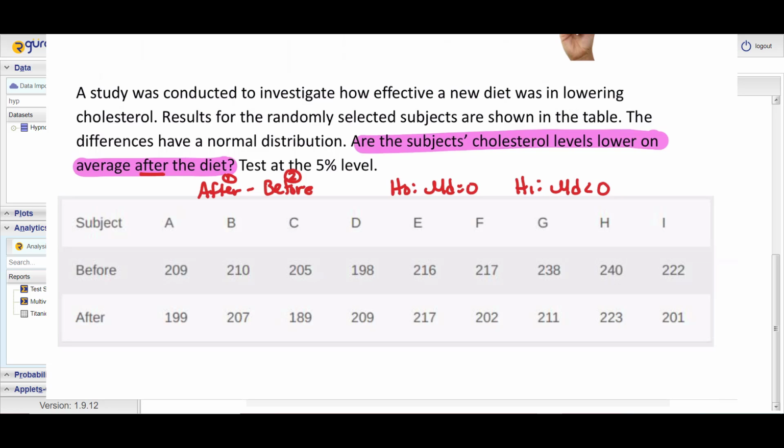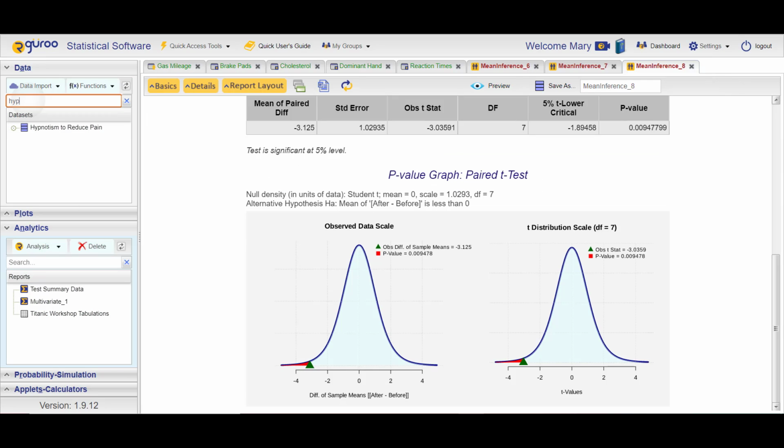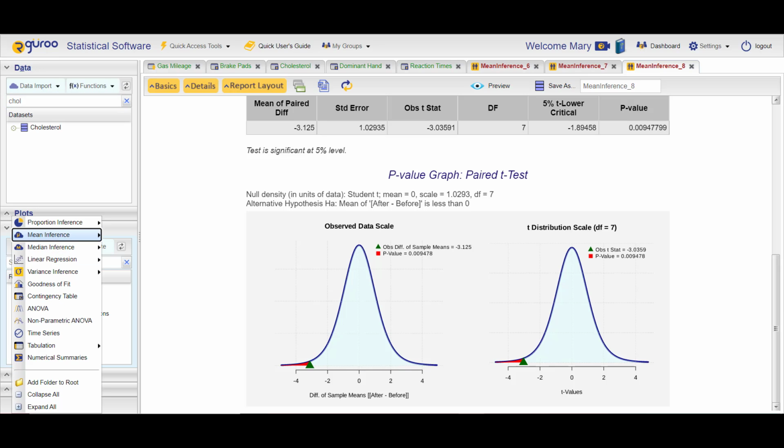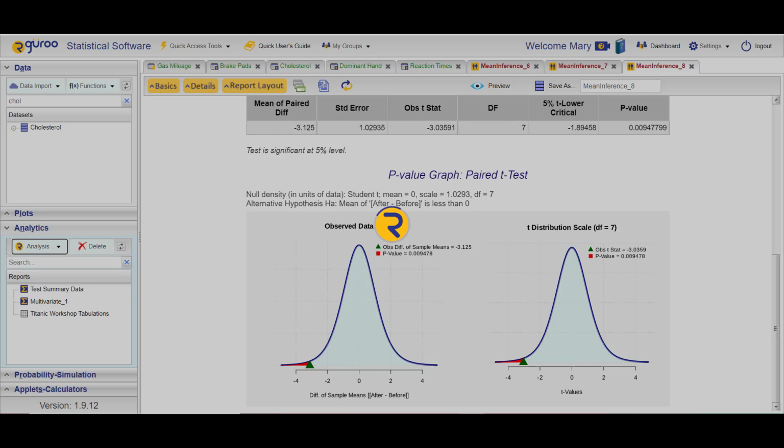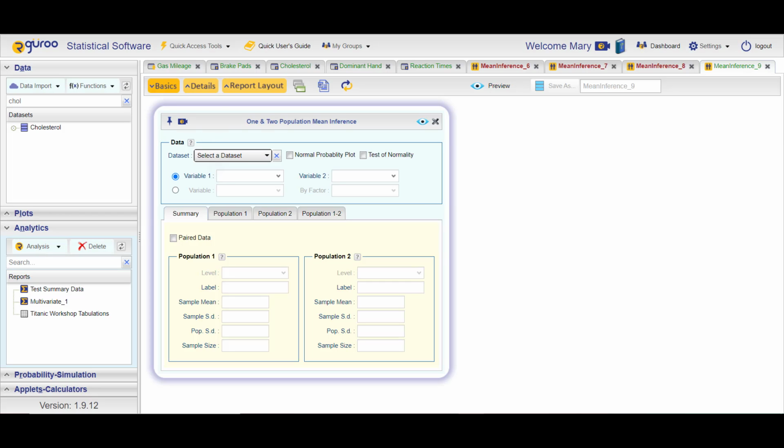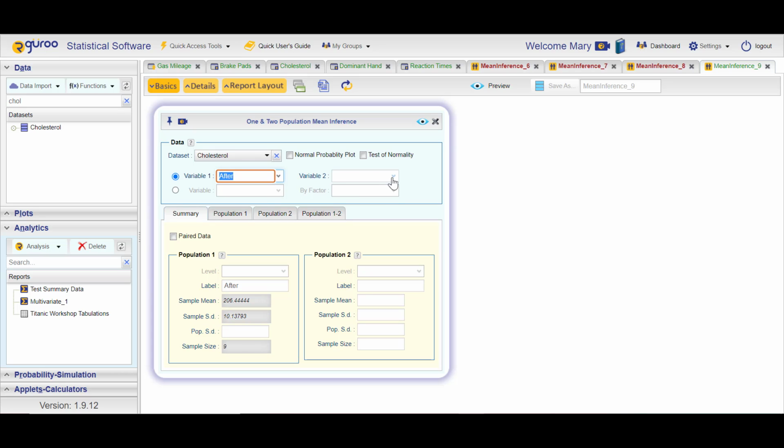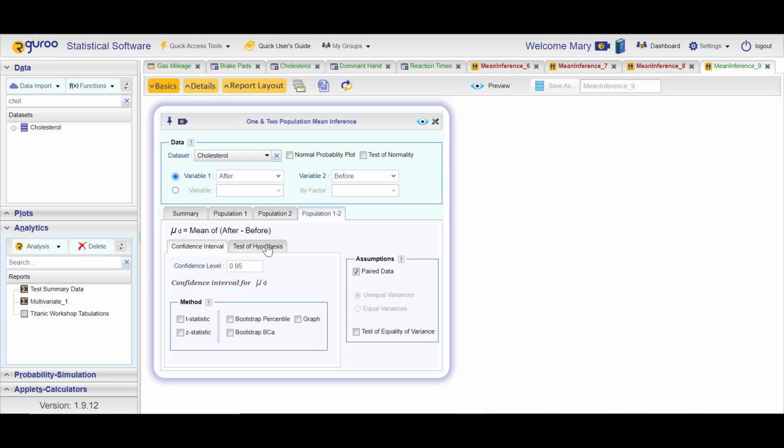Okay. All right, so going over here, I'm going to type in my data set, which is called cholesterol. So that's up and under analysis, mean inference, 1 and 2 population, data set cholesterol, pair. Oops, I got to hit the variables first. So variable 1 is after, and variable 2 is before, because we want after to be less. Now, we could do before first and after second, but then you would use the greater than sign for your alternate.